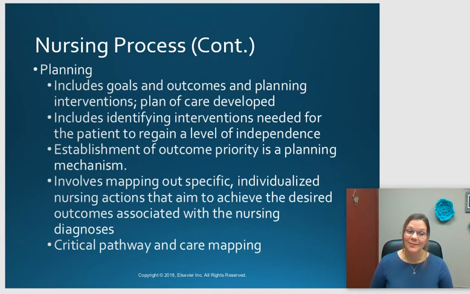Next is planning. Remember back at the beginning of the lecture, I mentioned that planning and outcome identification are considered one step. Well, here's why. Planning actually includes the outcome identification. It's part of the planning. You've got to plan your goals and then plan your interventions. So that is why it's considered one step.